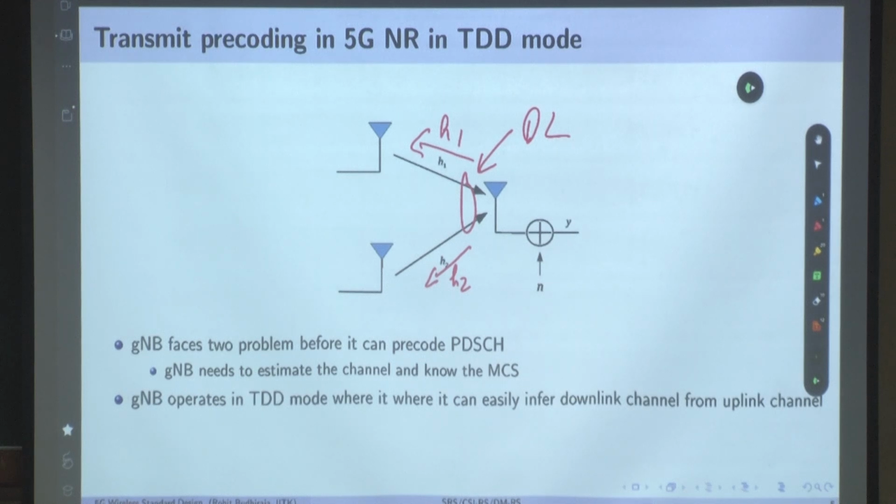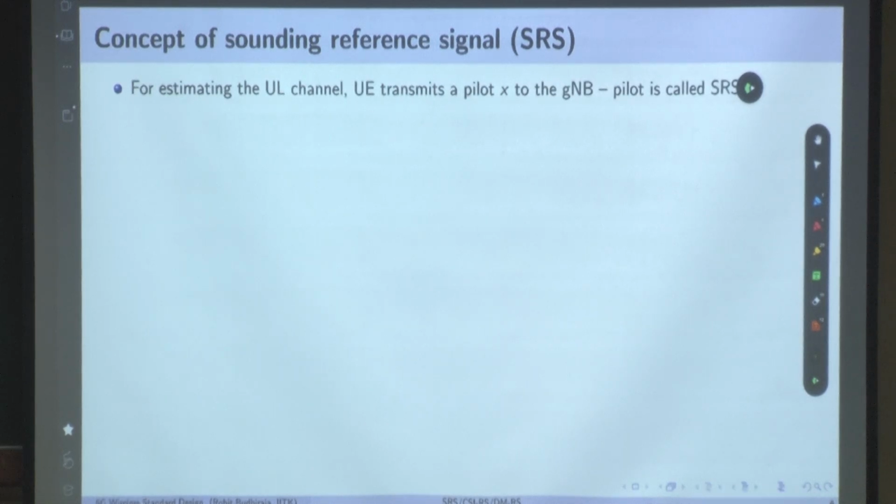Now the question is, how does the base station estimate this uplink channel? That's the first reference signal which I will teach you, which is used by the base station to estimate the uplink channel before it can precode in the downlink, and this reference signal is called the sounding reference signal. Sounding is basically sending something in the uplink, and with that you are trying to find out what exactly the channel is. So the notion of sounding is sending something to find out something. What are we sending? Sending the pilot signal to find out the channel.